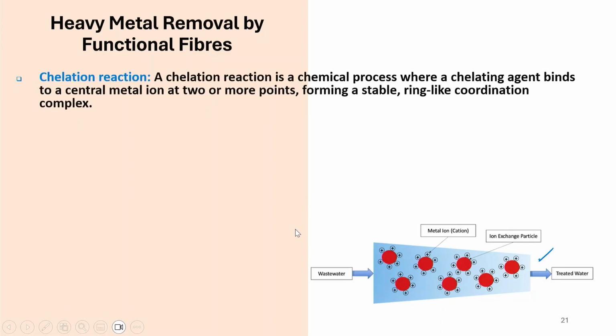So, the chemical reaction is known as chelation reaction. The chelation reaction is basically a chemical process where one chelating agent is used which binds to a central metal ion at two or more points. So, that is an important thing.